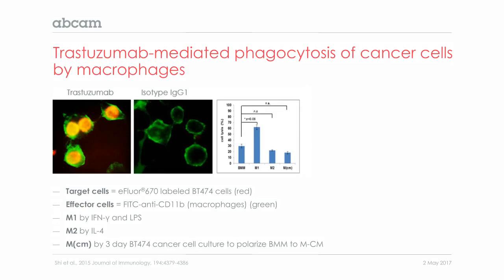As I show you on the left panel of the image, trastuzumab can mediate the phagocytosis of cancer cell by the macrophage. You see the red cell engulfed by the gray macrophage. On the middle panel, you see the isotype control, and you do not see that. Again, I show you that trastuzumab actually relies on its immune effector function for part of its efficacy in killing high HER2 expression cancer cells.